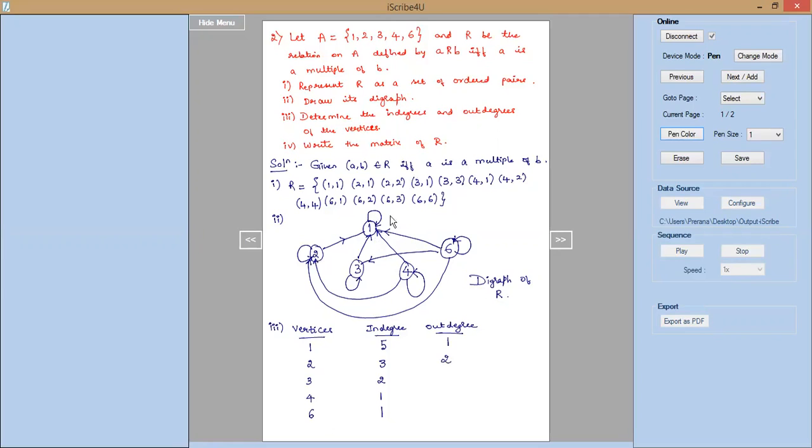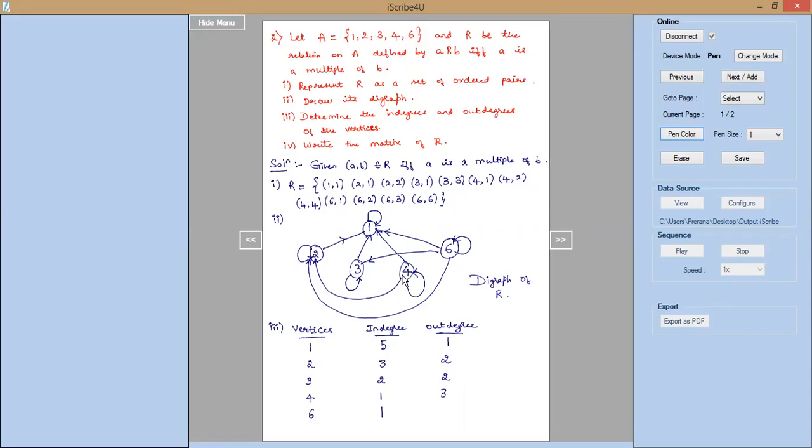Out degree of 3: 3 to 1, then 3 to 3. So again, out degree of 3 is 2. Out degree of 4 is 3, because the loop is counted. Then 4, 2 is one of the edges and 4, 1 is another edge going from 4. That is why out degree of 4 is 3.